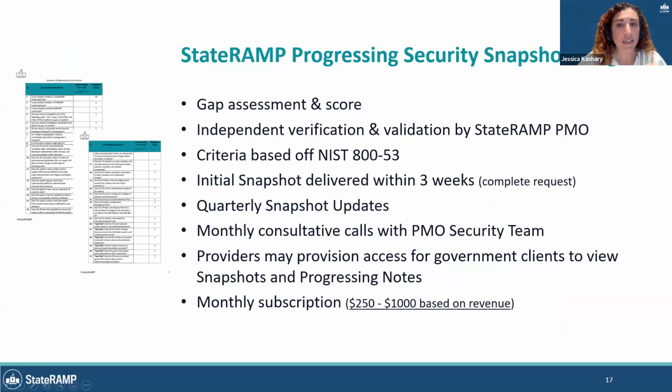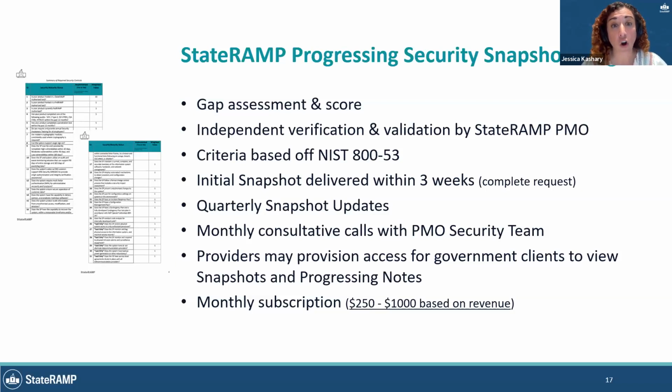What this ultimately is, right? We talked briefly about this before: the progressing security snapshot program is like a credit score. It's a gap assessment and score. Independent verification and validation by our StateRAMP PMO. So what does that mean? It means it's not just self-attestation. You're not just having your provider come in and say, yep, I do all these things. Instead, they have to sit down with our PMO office. They have to show the PMO artifacts that prove that they do the things on this list of criteria.